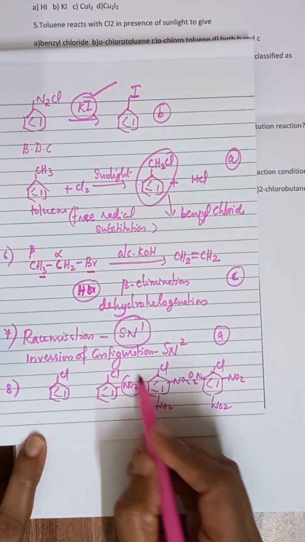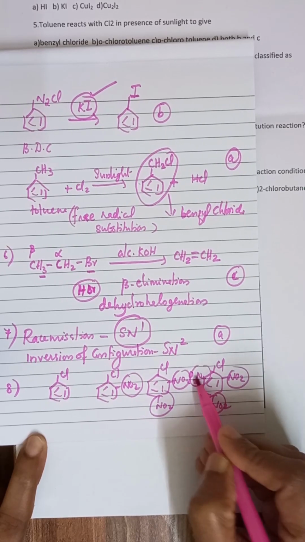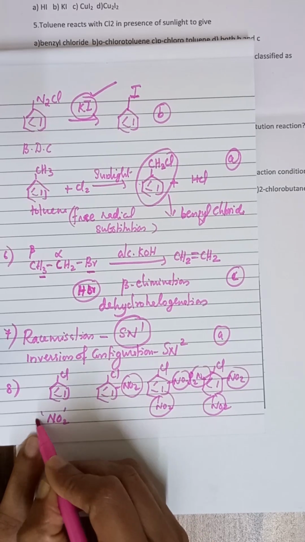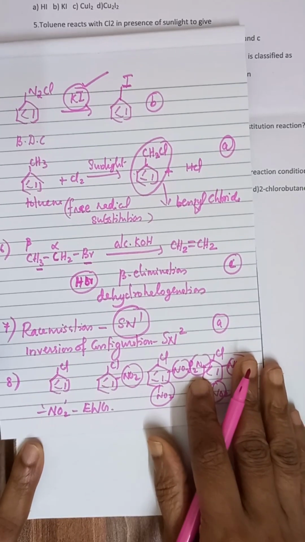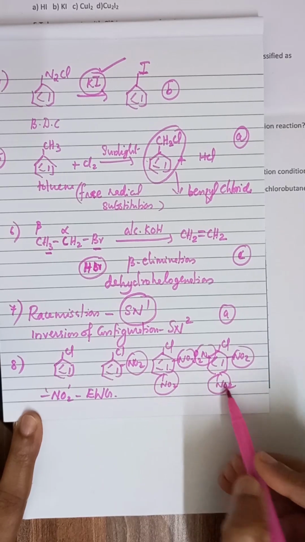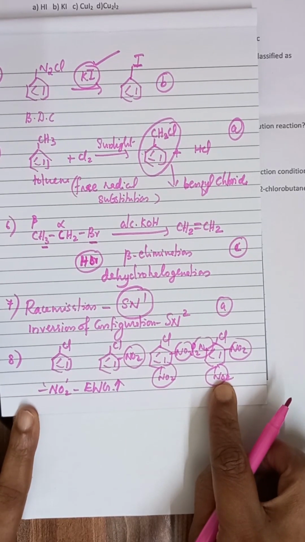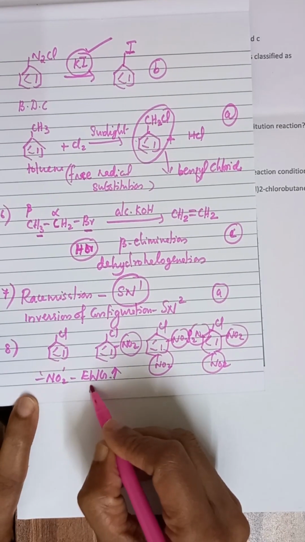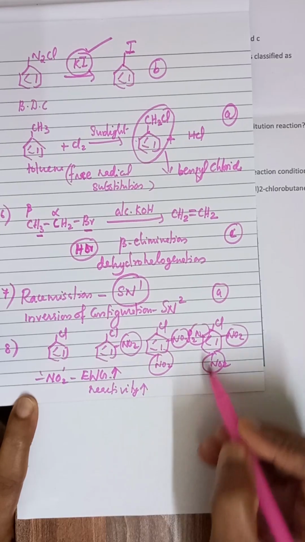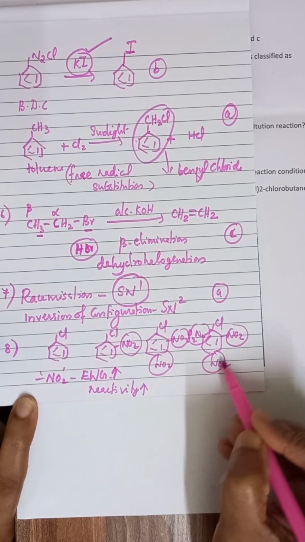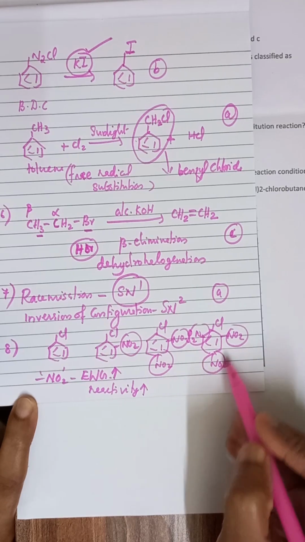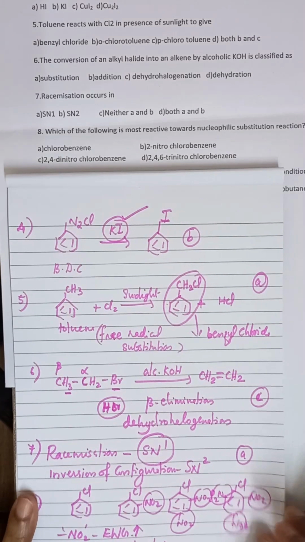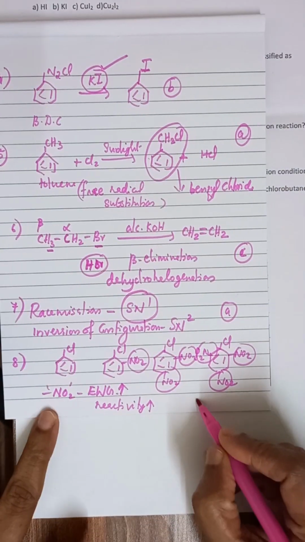the fourth one is 2,4,6-trinitrochlorobenzene. In this case we can see NO2 groups. In the last case there are 3 NO2 groups. The NO2 group is an electron withdrawing group. As the number of electron withdrawing groups increases, it stabilizes the intermediate carbocation, so the reactivity will be more. In the last case there are 3 NO2 groups, so electron withdrawing groups are more, and the reactivity will be more in this case. So option D is the answer.